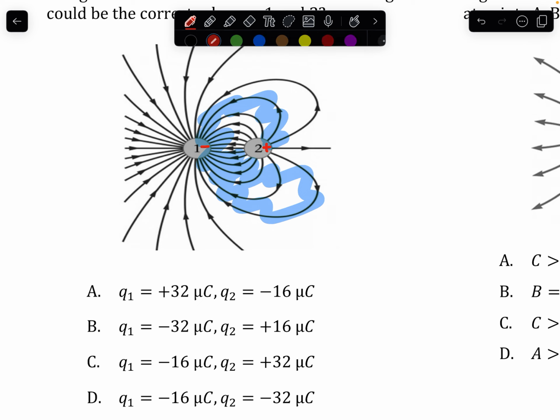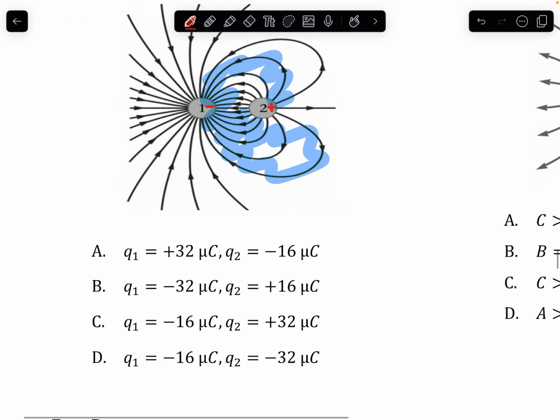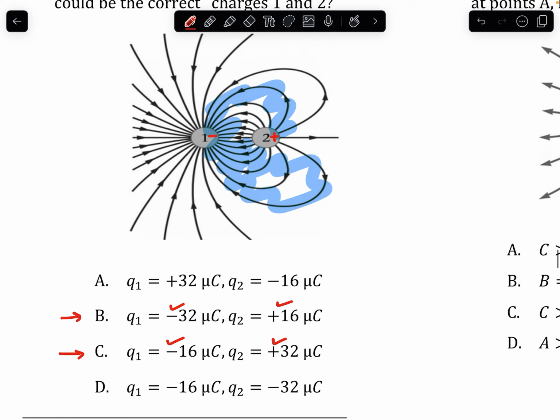So yes, let me go for the first. 1 is negative and 2 is positive, so I'll be discussing B and C. And looking at the number of the lines going into charge number 1, I can see that they are much bigger than 2. So yes, I'll go for B, with the first being negative 32 and Q2 positive 16.